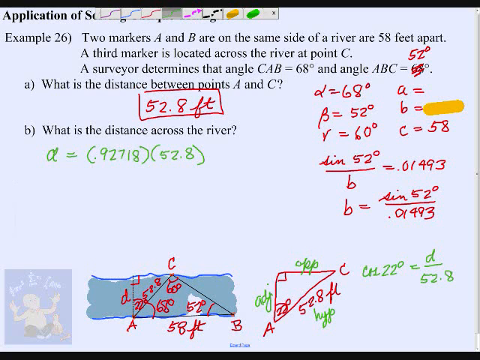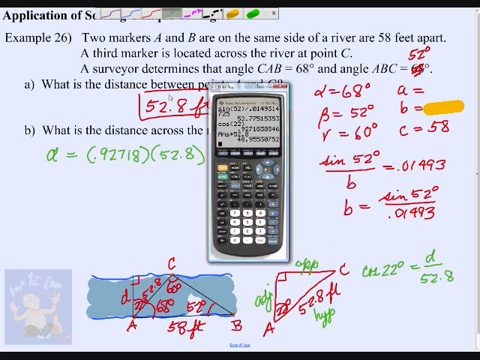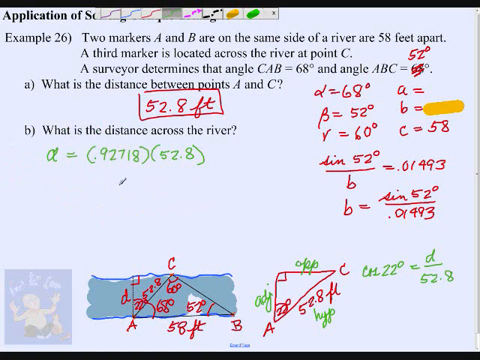0.92718. And we're going to multiply that times the hypotenuse, which was this distance right here, times 52.8. And it says the distance across the river is 48 point, well, actually you'd round that up, wouldn't you? So we'd say 49 feet. Distance equals 49 feet.